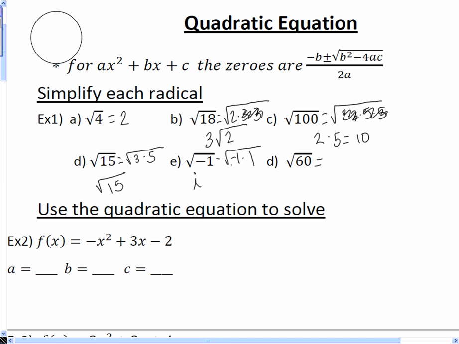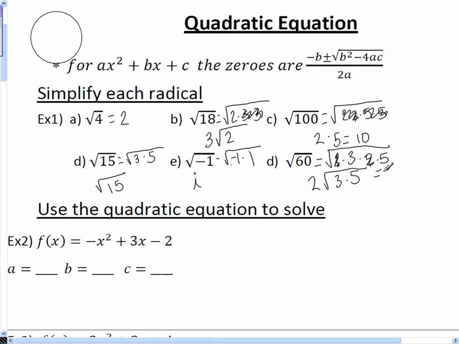Okay? Next one, square root of 60. Well, if we do this, it's 2 times 3 is 6, and 2 times 5 is 10, right? So it's 2 times 3 times 2 times 5. And remember what I said before, every time you have a pair, you can take one out. So I have a pair of 2's, take them out. I'm left with a 2 on the outside. What's left on the inside? 3 times 5.